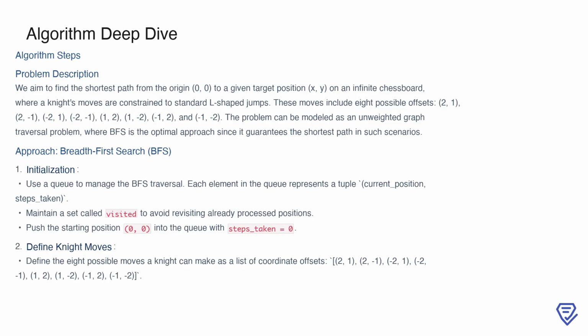To begin, we initialize a queue to handle the BFS traversal. Each entry in the queue consists of the current position of the knight and the number of steps taken so far. Additionally, we use a visited set to track positions that have already been processed, preventing redundant calculations. The starting position, 0, 0, is added to the queue with a step count of 0. We also explicitly define the 8 possible knight moves as coordinate offsets to streamline the traversal logic.